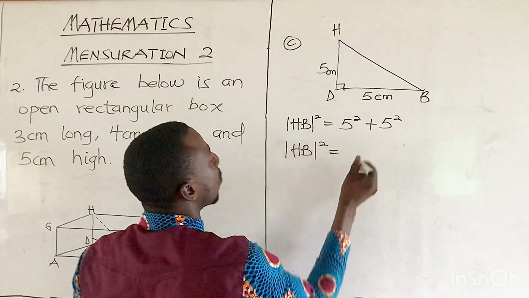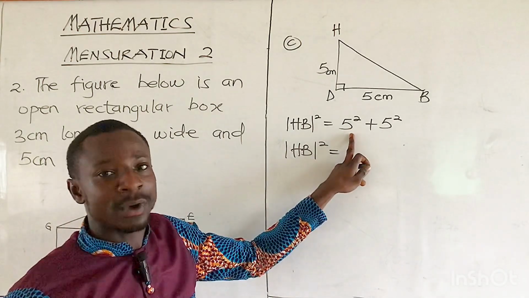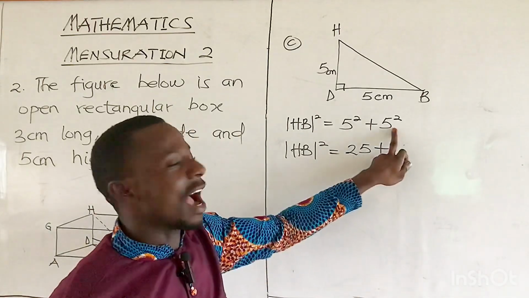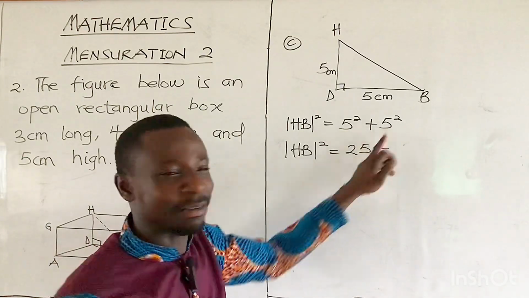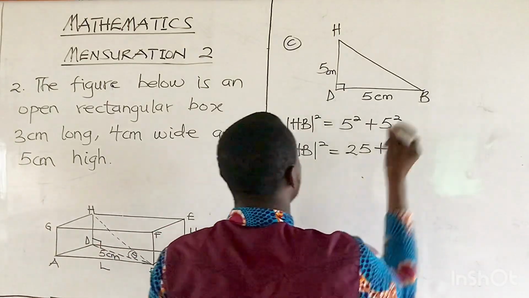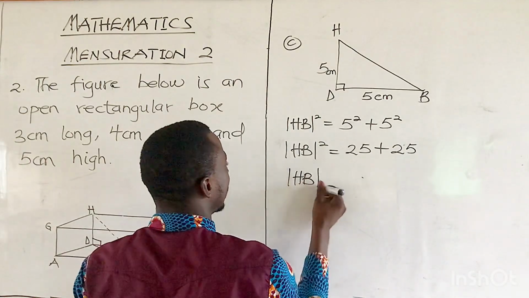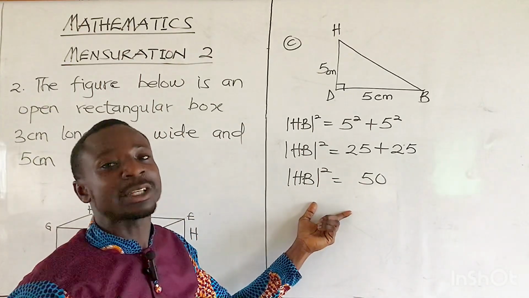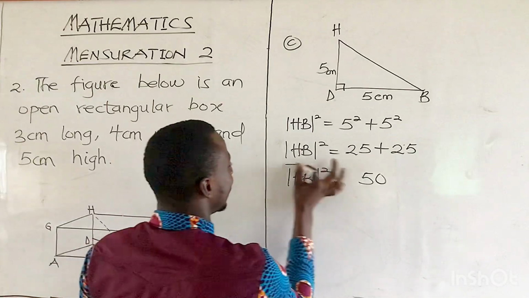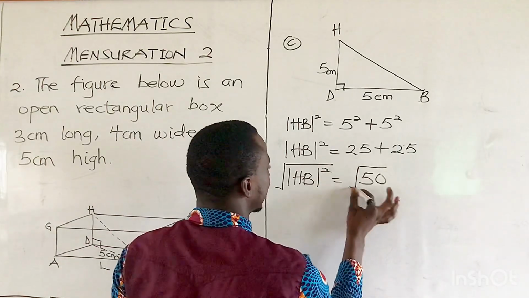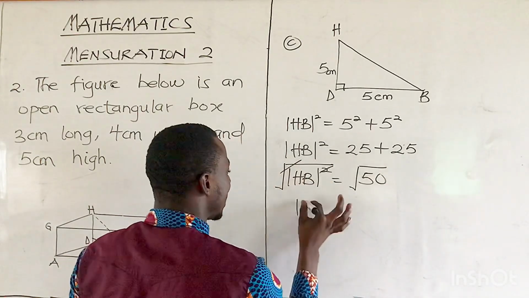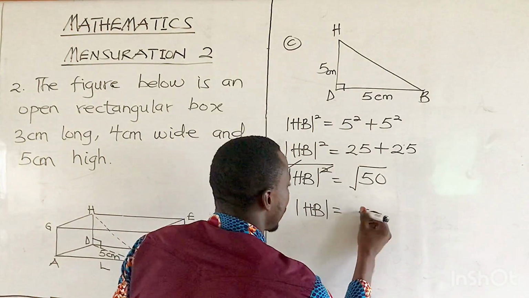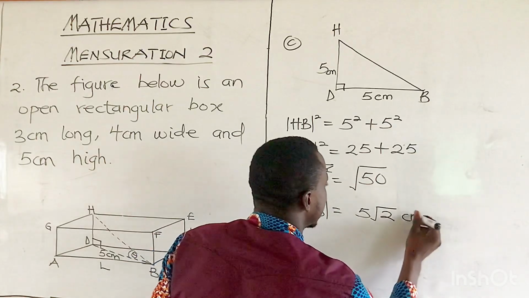HB squared is equal to, we know that 5 squared is 25 plus another 5 squared, which is also 25. So we have HB squared to be 50. Then from here we are going to take square root on both sides. So square root here, another square root here. This will take off this. Then my HB is going to be 5 root 2 centimeters.